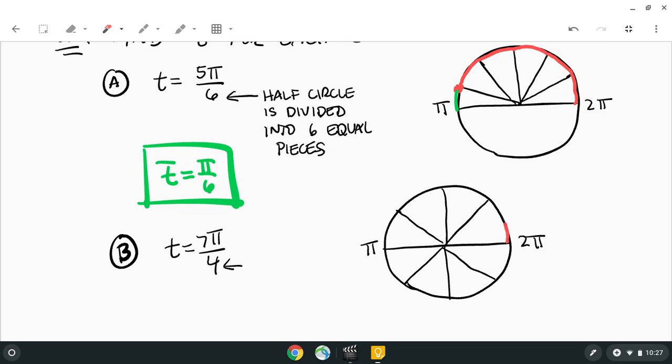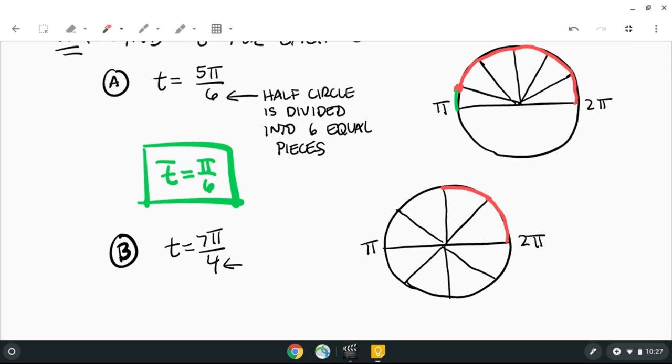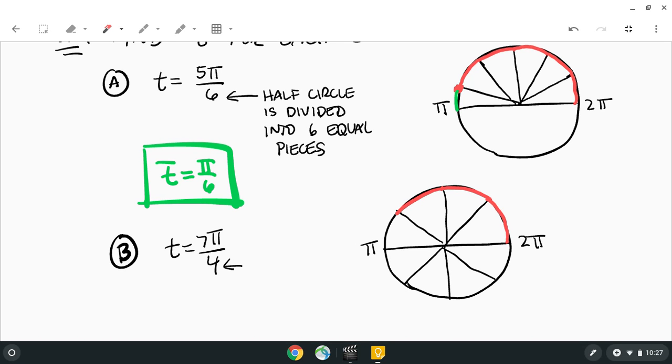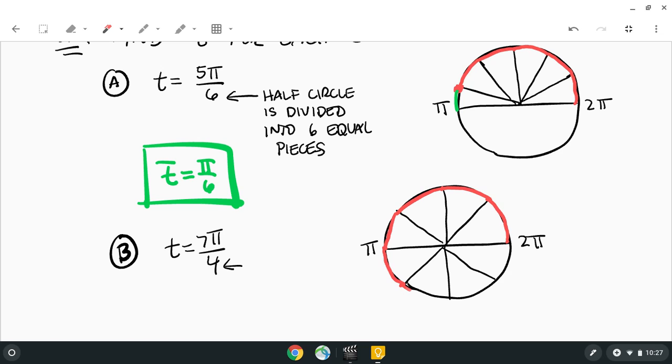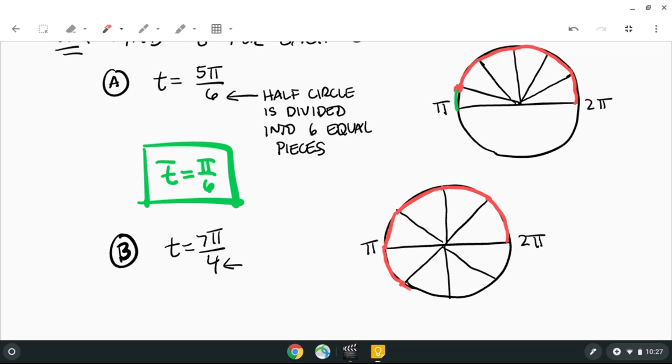So I go, that's 1/4, 2/4, 3/4, 4/4, 5/4, 6/4, and 7/4. So my terminal point ends up here.